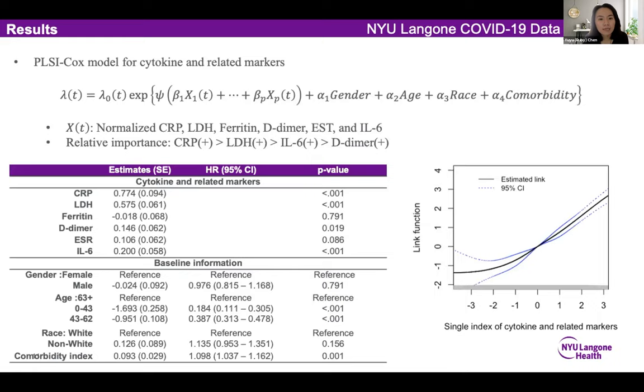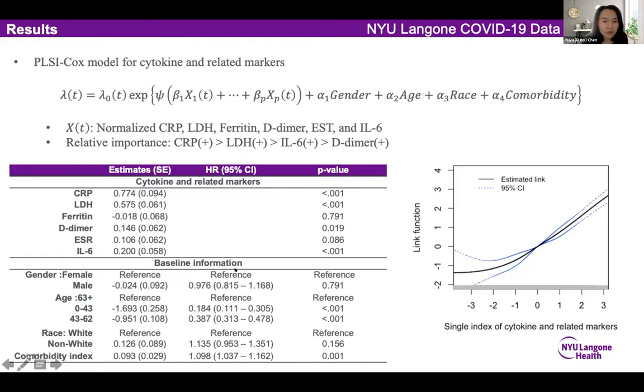And here's the output of our PLCI Cox model after adjusting for the covariates I mentioned. On the right-hand side, the plot we're looking at shows the joint effects of these biomarkers. As we can see here, there's a nonlinear trend of these markers. When I say nonlinear, for example, comparing -2 to -1 with 1 to 2, there's a one unit increment, but the increase of hazard ratio will be different because they're nonlinear with different distances here.